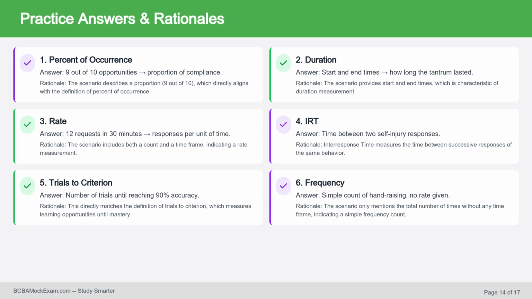Scenario 1 is percent of occurrence because it shows a proportion, 9 of 10. Scenario 2 is duration because it provides start and end times. Scenario 3 is rate because it contains both count and time. Scenario 4 is IRT because it measures time between responses. Scenario 5 is trials to criterion because it asks how many trials were needed to reach mastery. Scenario 6 is frequency because it is a simple raw count.